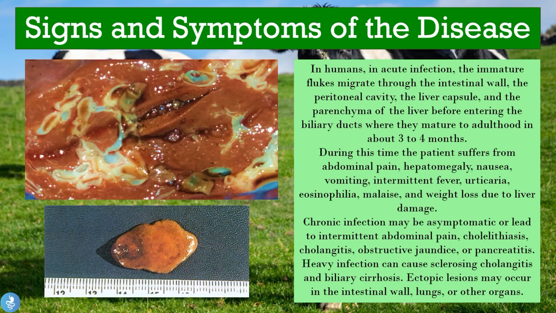And they may also suffer from pancreatitis. Heavy infections can cause sclerosing cholangitis and biliary cirrhosis, which means the fibrosis of the biliary tree. And ectopic lesions may occur in the intestinal wall, the lungs, or in other organs.